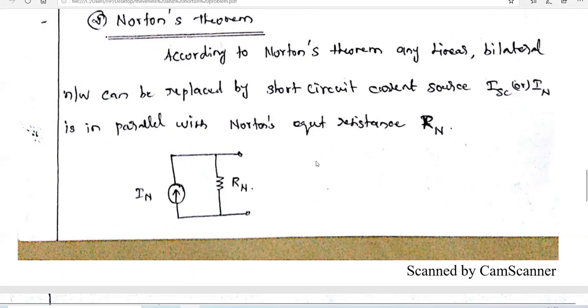So what is the calculation of this Norton's resistance? This Rn is the same as the calculation of RTH. So the RTH value and the Rn value are the same. While calculating the Rn value, we have to follow the same procedure as for the RTH. So the RTH value for this problem, we take directly as Rn. And now we have to find out the value of Norton's current source.